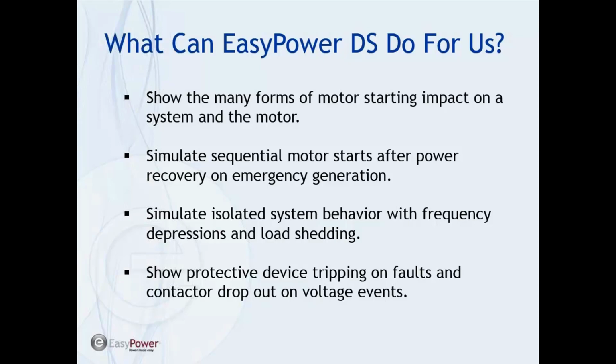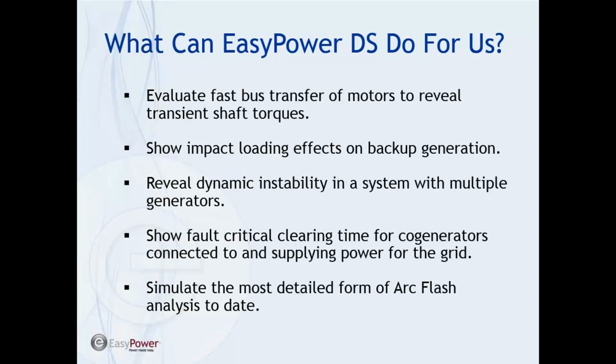We can show protective device tripping on faults and contactor dropout from voltage events, which could be a sag on the utility, a motor starting event, or something else happening in your facility. We can evaluate things like fast bus transfer, which is switching motors very quickly over to an alternate source so that we can continue pumping of motors, especially for nuclear facilities. And one of the key things we need to look at in that type of simulation is the transient shaft torques. So we can use it for that purpose as well. We can show impact loading effects on backup generation. You have a backup generator.